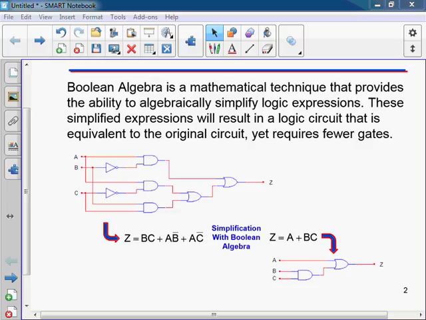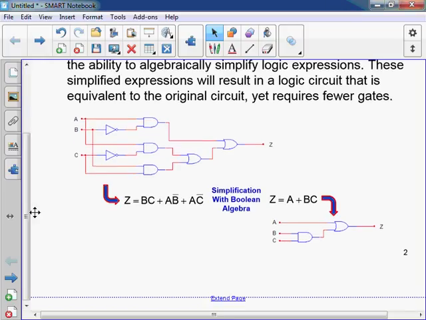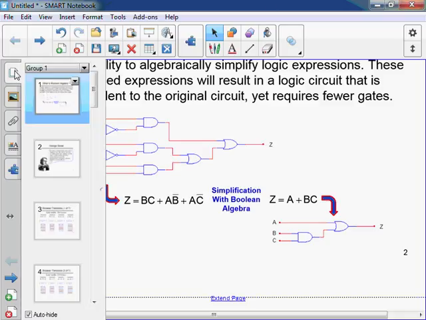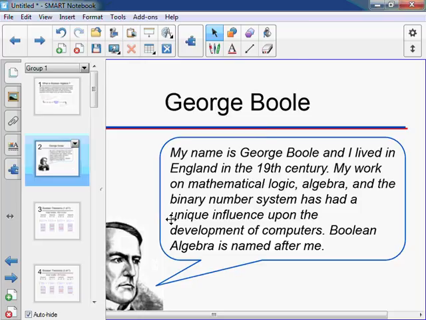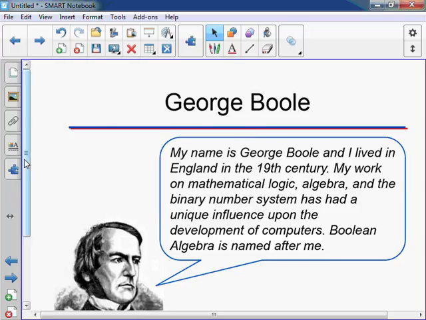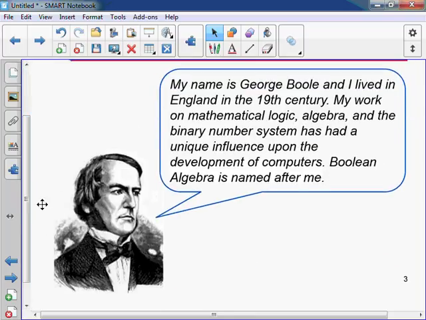Okay, so let's learn why this is called a Boolean algebra. Well, it all comes down to this guy. His name is George Boole, and he was kind of Captain Obvious of the 19th century. And you will see very soon why I'm saying this.